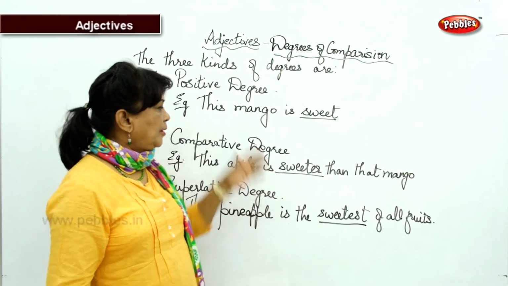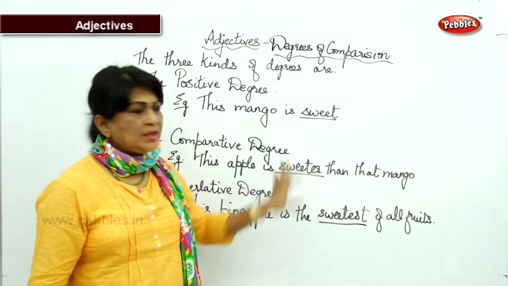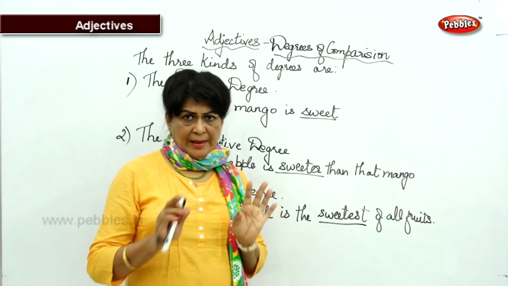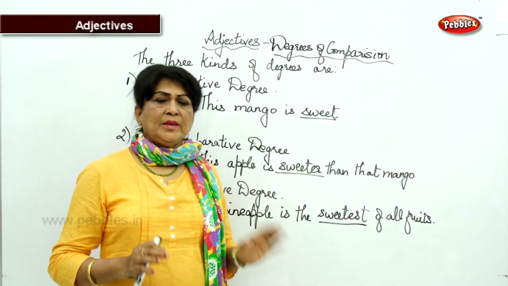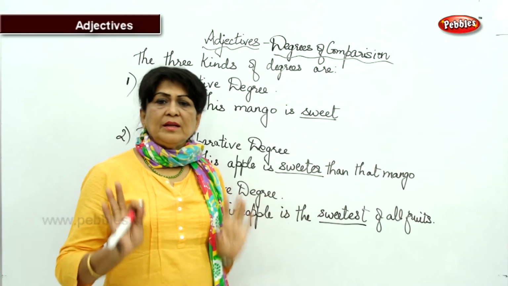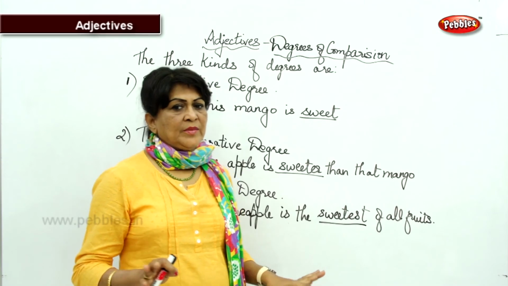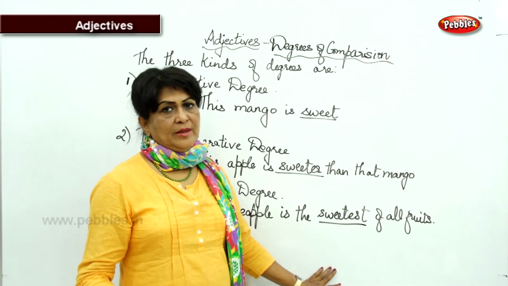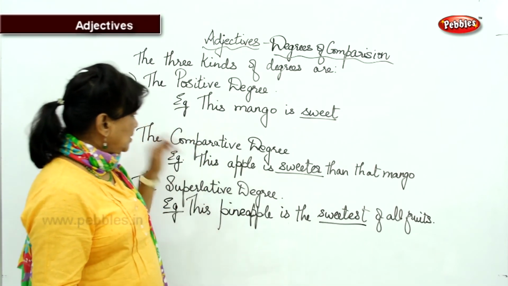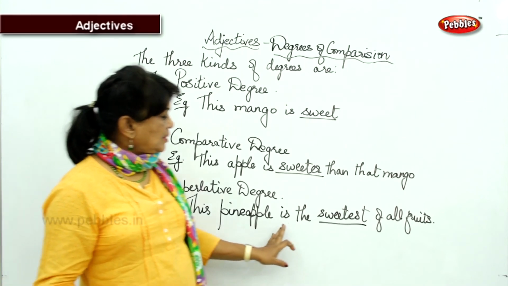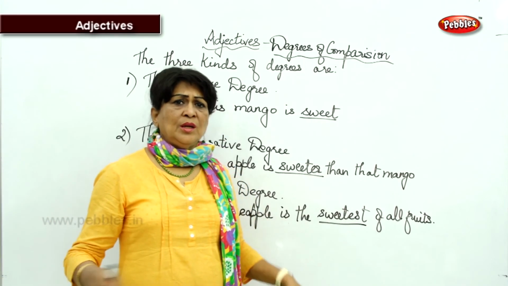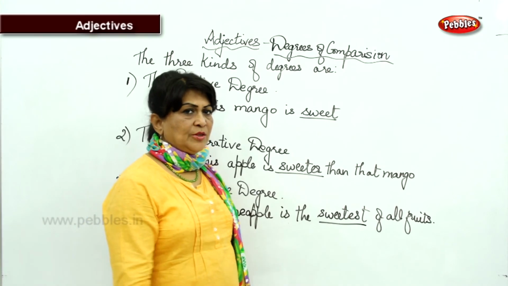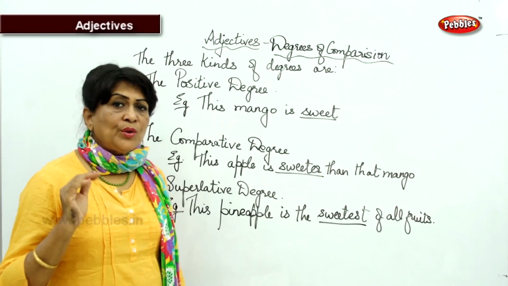So, always remember, when we compare only two things, we cannot have the superlative. Okay? When we compare only A and B, then we can have only positive and comparative. We cannot have the superlative. But when we have more than two things, we can have the superlative. Do you understand now? See, for example, this pineapple is the sweetest of all fruits. All fruits. So, more than one or two. Okay. So, it is the highest degree of quality.